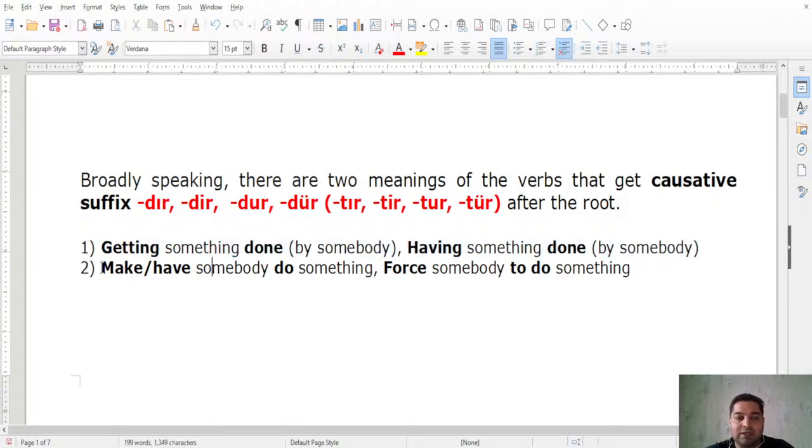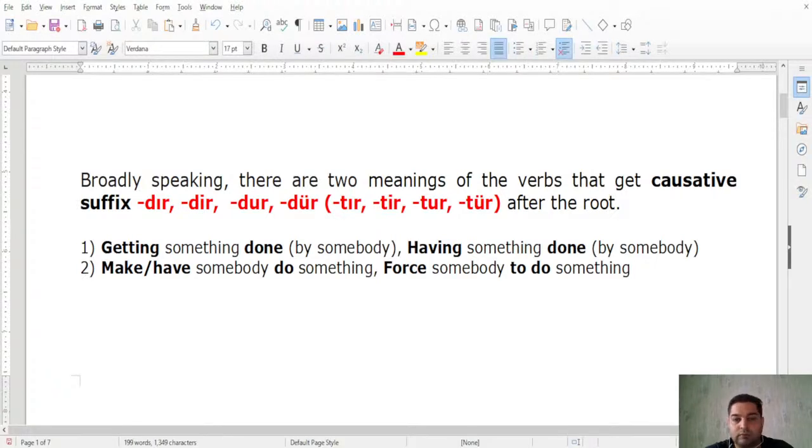And the second meaning is that you make or force somebody to do something, okay? You have somebody do something or force somebody to do something. So it is not kind of a favor, it is a must, okay? You make somebody do something. And you again can mention who that person is, or you can omit it, but mostly it is mentioned because when you mention that you make somebody do something, you usually mention who that person is or whom you are making that to be done, okay?